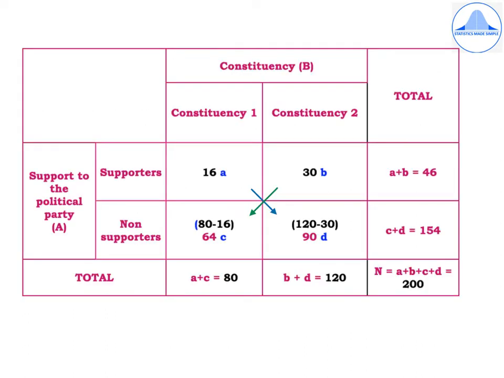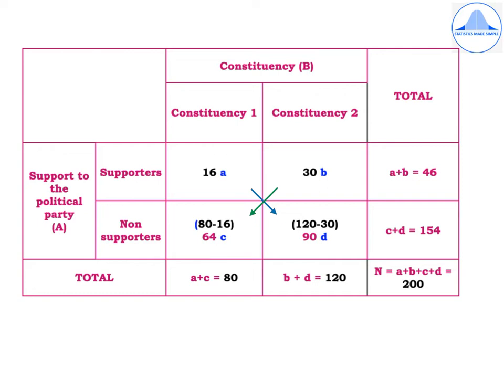The question which is asked is, you have to check whether support for the political party in both the constituencies are independent. So first we will take the attribute A as support to the political party. So you will have supporters and non-supporters. Similarly, constituency, which is denoted by attribute B, are divided into two constituencies, that is constituency 1 and constituency 2.